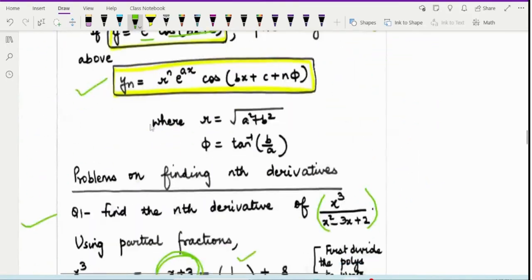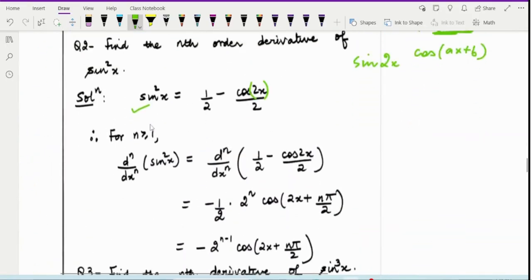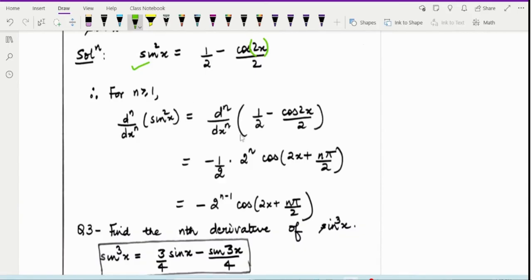So if you apply that formula here in particular, then it's easy to see the first order derivative of half is going to be 0. So you don't have to consider this term, and half from here goes out, minus half goes out, and then it's the formula for cos 2x only, which is a particular case of ax plus b with a as 2 and b as 0. So it's going to be a to power n. So that means 2 to power n cos ax plus b plus n pi by 2, which has been simplified like this. So it's easy to handle sine square x, cos square x.